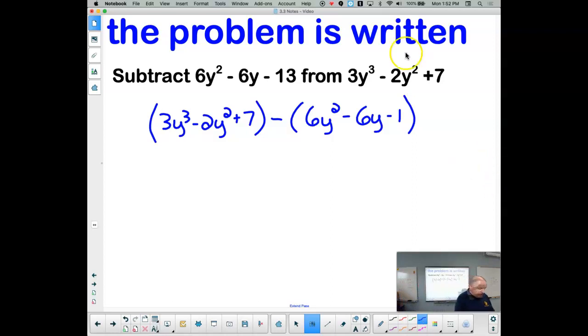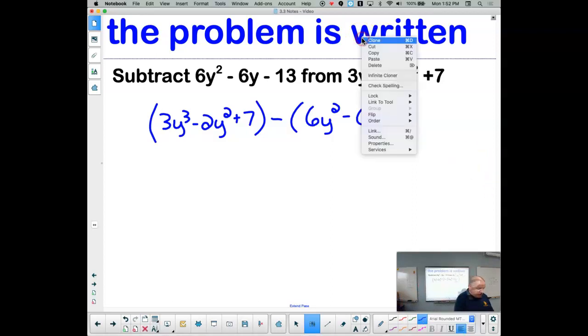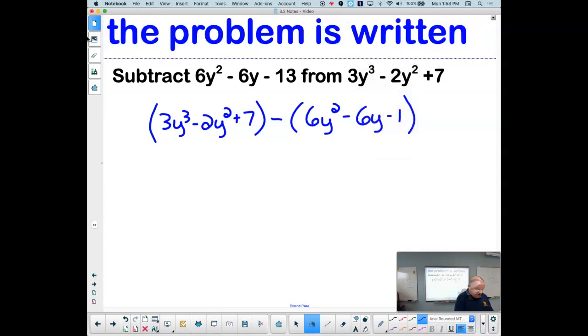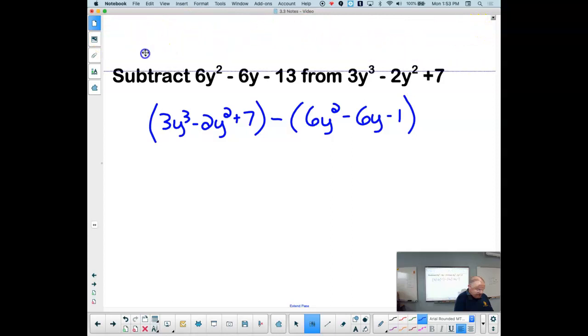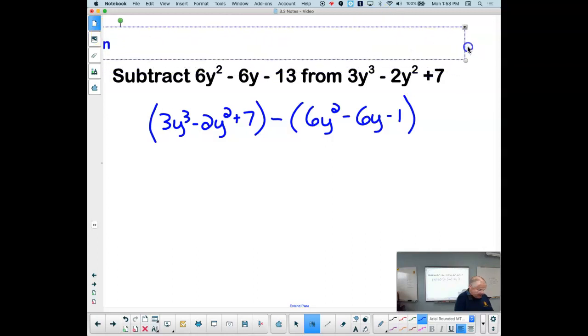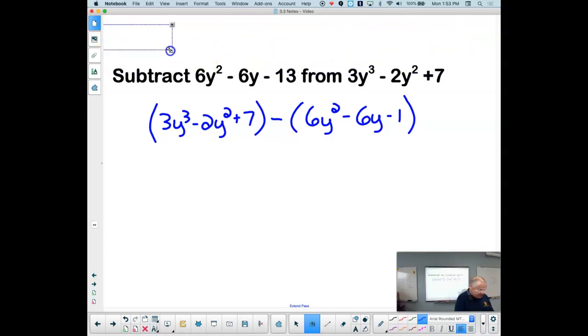So for some reason, this thing is ginormous now. Where did it go? Gripes, this thing is huge. What do I have going on here? There, now it's finally coming in.